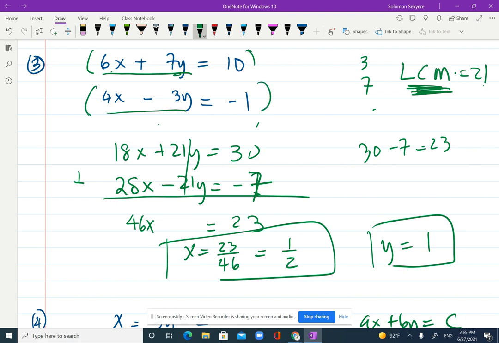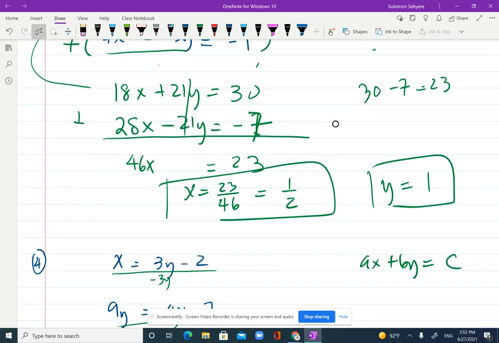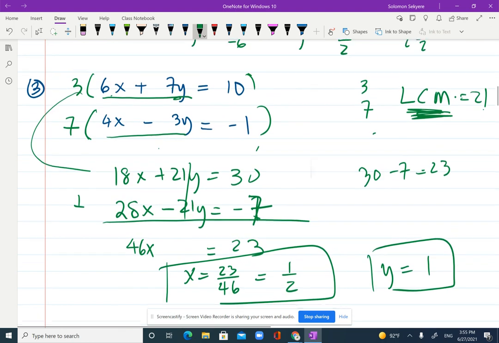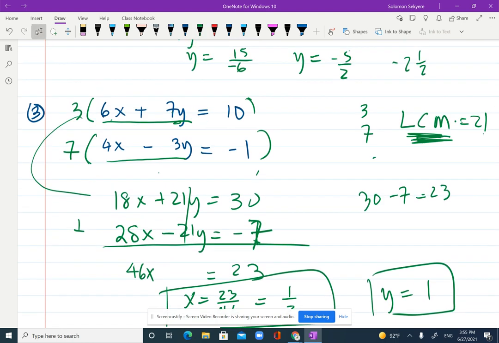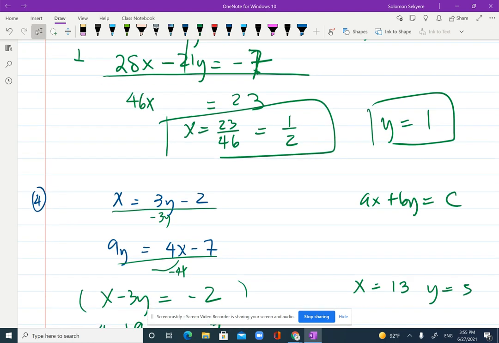How do we do it? We multiply this by 7 and this by 3, everything. So the top becomes 18x plus 21y equals 30, right? And the bottom one becomes 28x minus 21y equals negative 7. Then what? We add, we have 46x equals 23, x equals half. And if you go back and plug it into one of these equations, you should get y equals 1. Cool? All right, let's move on.